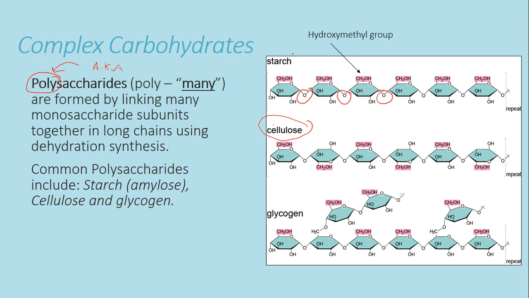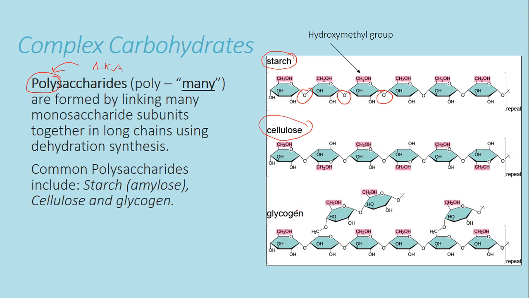Starch is another plant polysaccharide. Where do we find a lot of starch? Which kind of foods would you eat that have starch in them? What are some starchy foods? Potatoes, rice, white bread, right? Lots of starch in there. And again, what do you notice about starch? Well, it's just glucose over and over and over again.